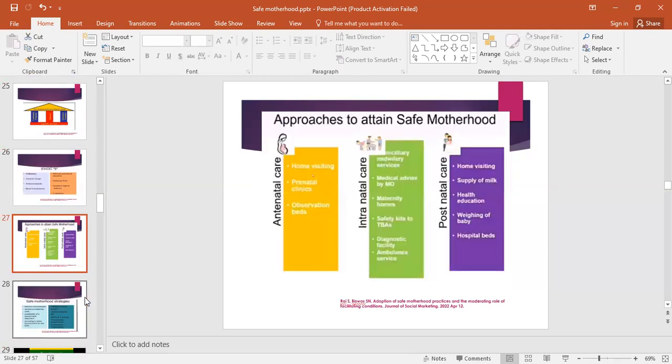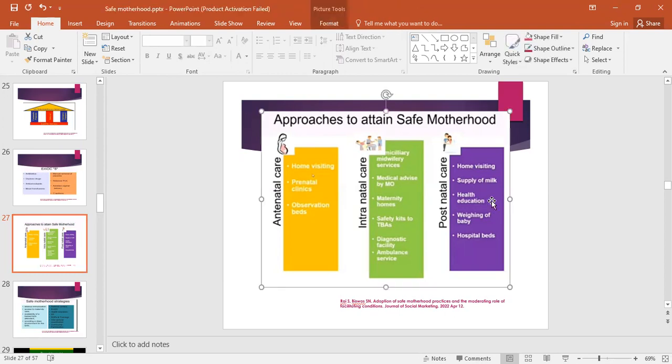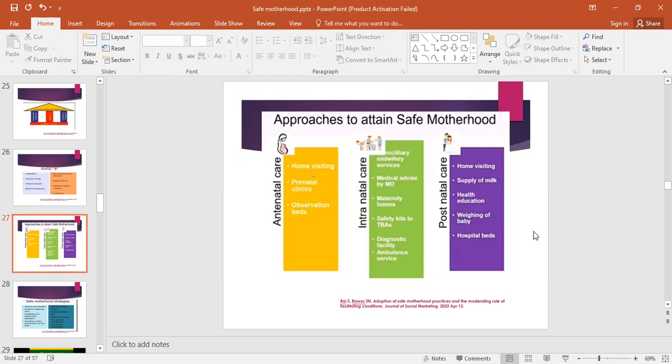Approaches to attain safe motherhood. If we want to attain safe motherhood, then there are 3 domains which are covered: antenatal care, intranatal care, and postnatal care. In antenatal care, the team should do home visiting, prenatal clinics, and observation beds. And in intranatal care, there is domiciliary midwifery service, medical advice by MO, maternity homes, safe kits to train birth attendants, diagnostic facility, and ambulance services. And in postnatal care, home visiting, supply of milk, health education, weight of baby, and hospital beds.